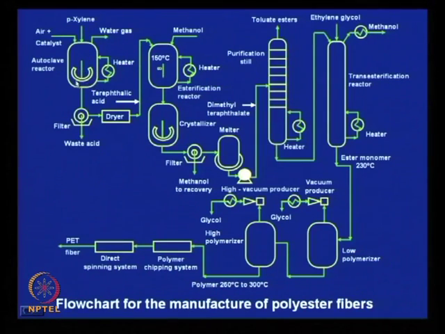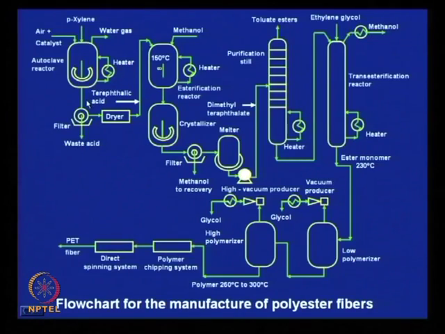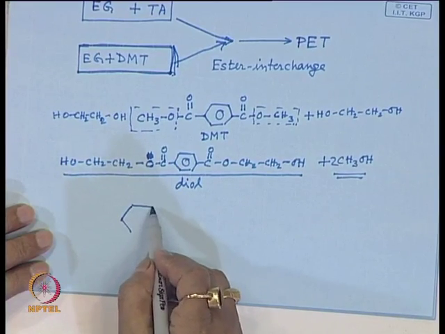Here is a stirring system, it is an autoclave type reactor. Paraxylene, as well as catalyst and air, converts this paraxylene to terephthalic acid. What is that reaction called? Oxidation. So, paraxylene is oxidized to terephthalic acid. What is the formula of paraxylene?